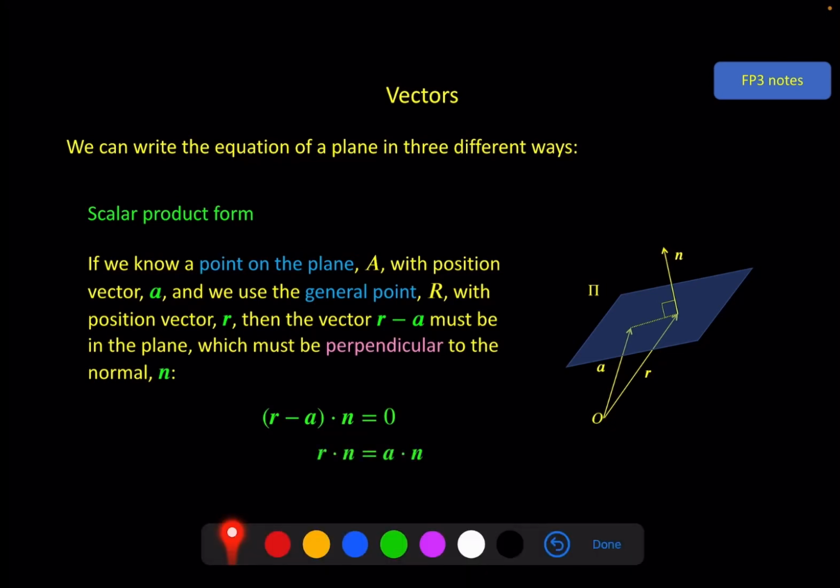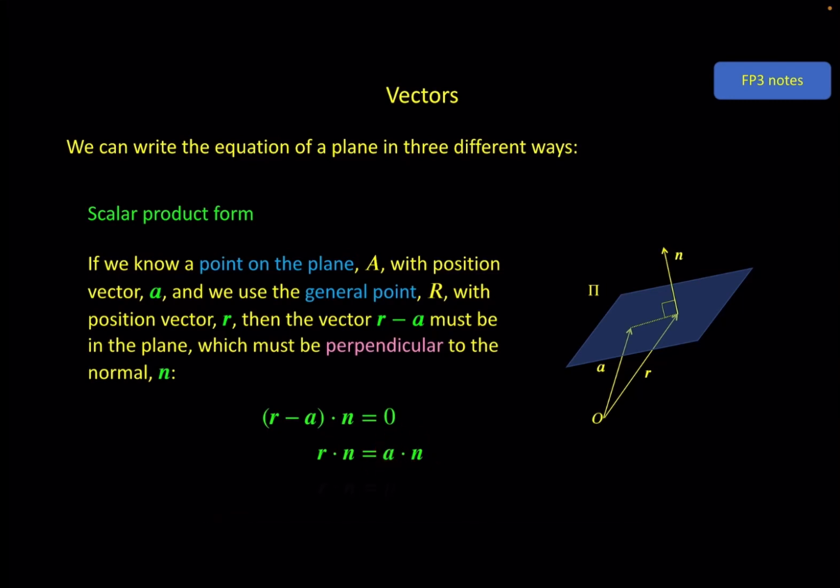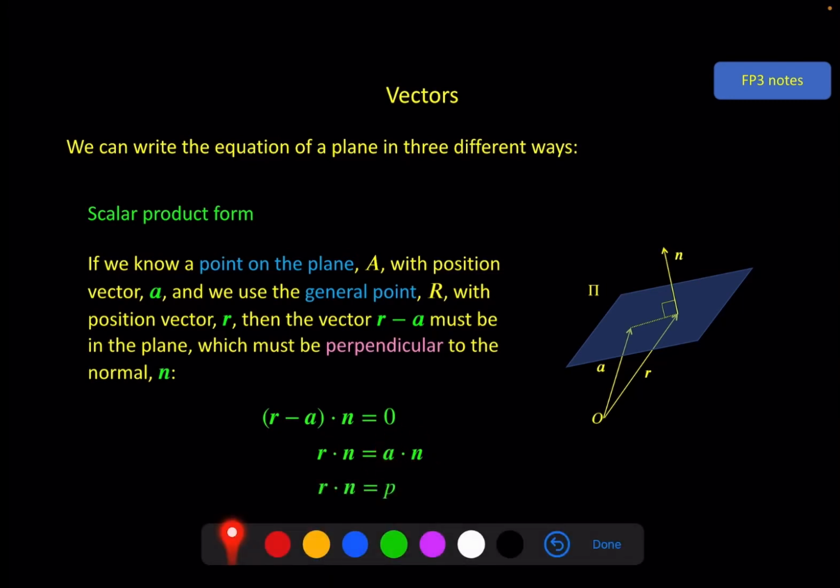And as with the equation of a line that was in a similar format, if you've got something on the right hand side and you know what a is and you know what n is, you should do that dot product, and your answer for the scalar product form of a plane will be something like this, where p is the scalar answer of a dot n.